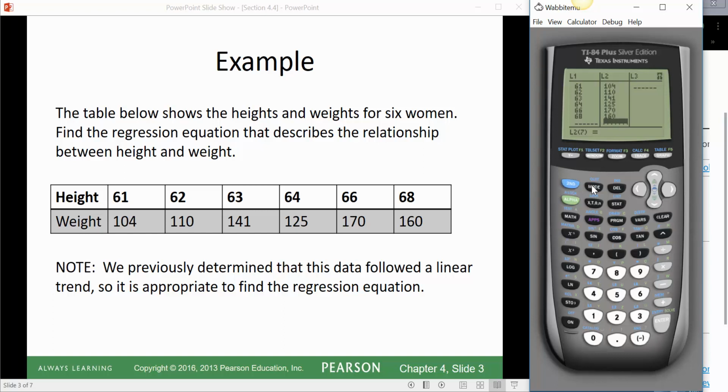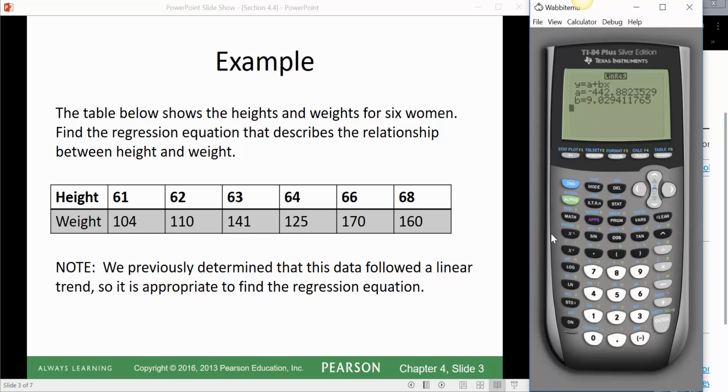I'm going to go to second quit, just to get back to the blank screen. You don't have to do that, but I prefer to. Then I hit the stat menu and go over to calculate, and go to option 8, calculate the linear regression line. L1 is X, L2 is Y, that's good. Then go down to calculate, hit enter, and I'm not getting my R value.